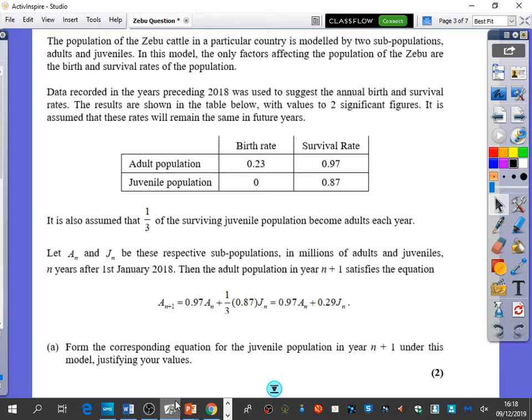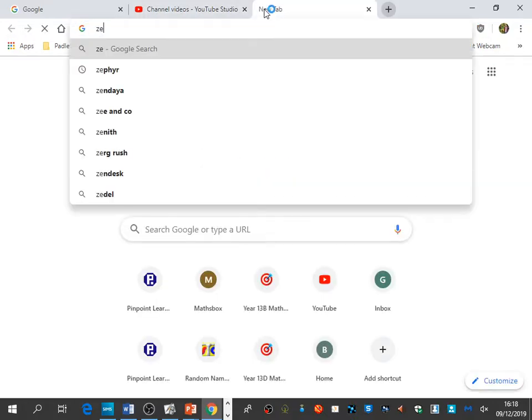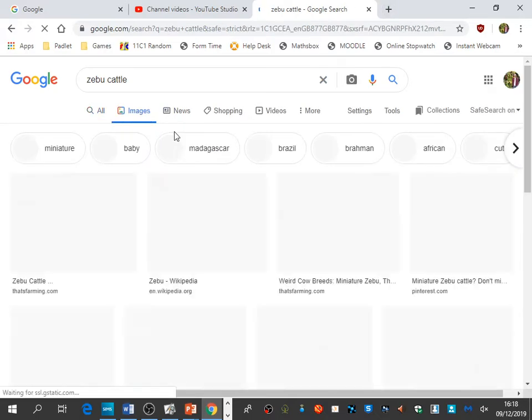Okay, so if we read through, I know you've already read through this, but it's really worth us reading through this again. It says the population of the zebu cattle in a particular country. Zebu cattle, let's just actually have a look at a picture of one. It might make it a bit easier to figure out what's going on here.